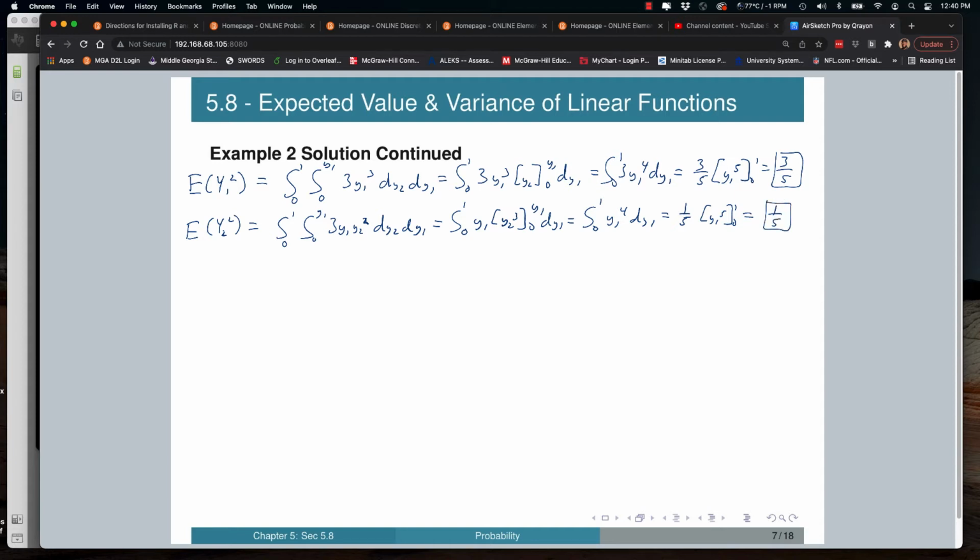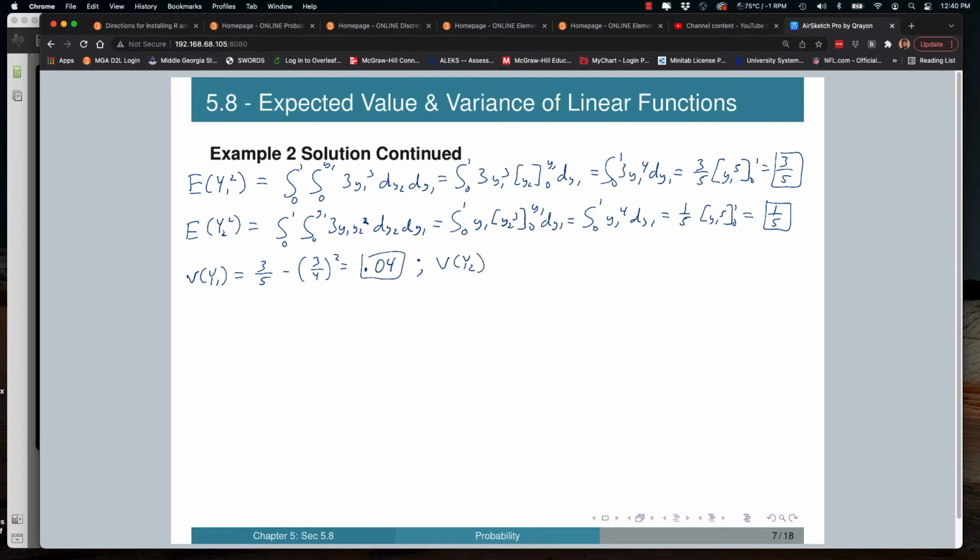Matter of fact, we can go ahead and calculate the variance of y sub 1. I will not throw the formula in here, but remember it's the expected value of y sub 1 squared, which is 3/5, minus the expected value of y sub 1, which was on the previous slide, 3/4, squared. That should give us something roughly like 0.04. We'll just use that for our calculations later.